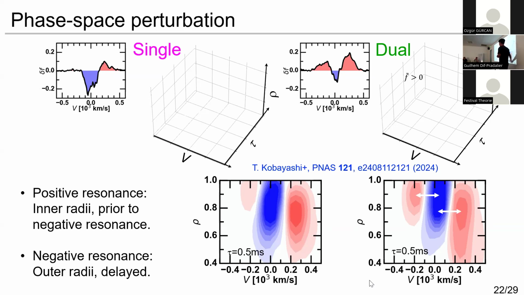The bottom plot here is at a time of 0.5 milliseconds after the energy burst occurred. So what's interesting is that the location of the positive resonance and the negative resonance are different. The positive resonance occurs more inside and the negative resonance occurs more outside. And the time of occurrence is also different. The negative resonance occurs delayed relative to the positive resonance, which should be shown in the slide, but we cannot see it. But anyway, the occurrence time and the location are different.